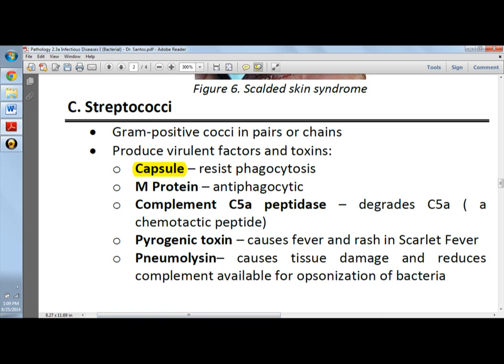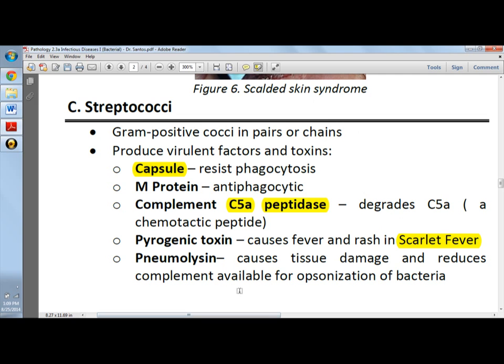And then we have the C5a peptidase. C5a peptidase is the one that degrades C5a. And as we know, C5a is actually a chemotactic factor. So if you degrade the C5a, there will be no migration of the factors that will degrade the infection. So pyrogenic toxin causes fever and rash in the scarlet fever.